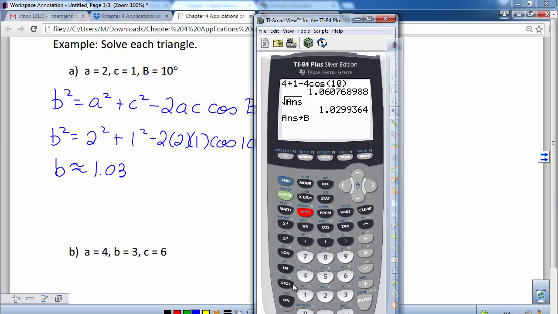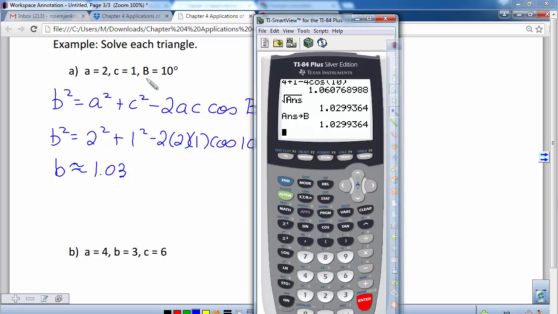So I just hit the store key, alpha, and then I chose one of the alphabet. Of course, I chose B because that makes sense, and enter. And that way, whenever we pull up variable B, until we change it, it's going to give us the value 1.0299364. All right, now that I have that, I'm going to use the law of sines because now I have a side and I have the angle that's opposite that side. So that allows me to use the law of sines. I have to have the pair in order to use the law of sines. That is a side and the opposite angle.